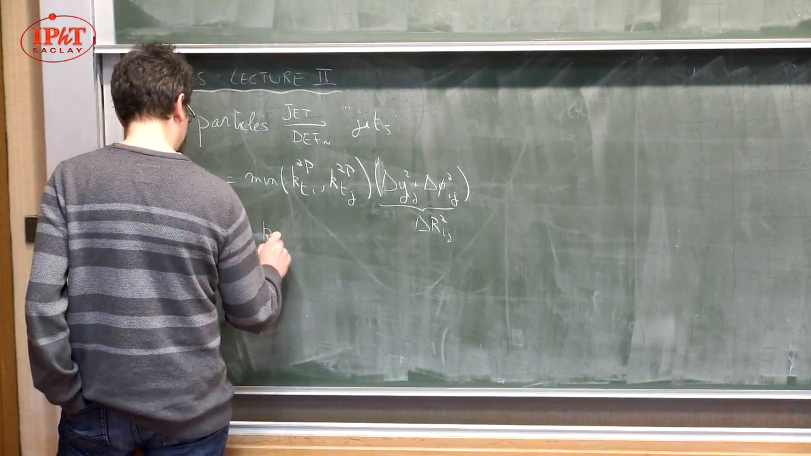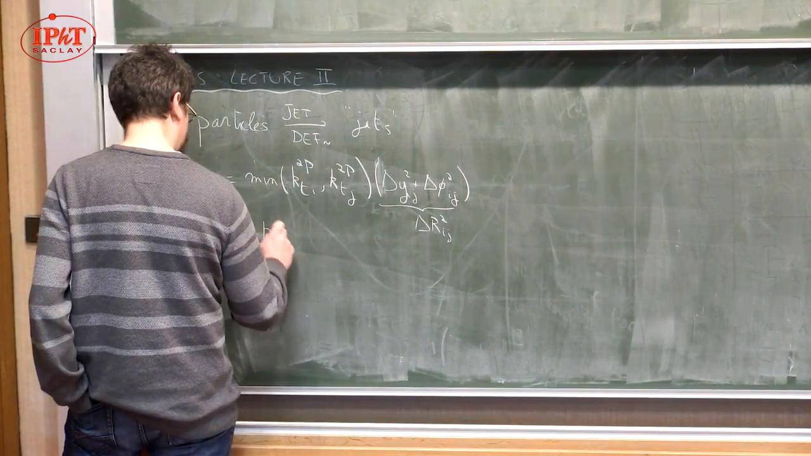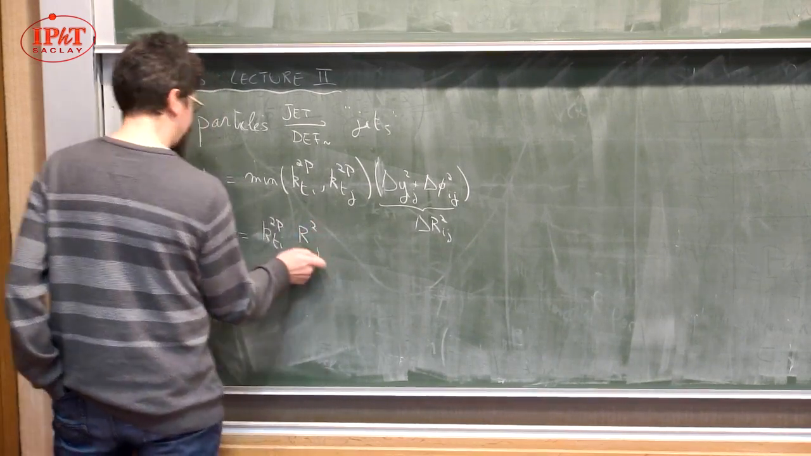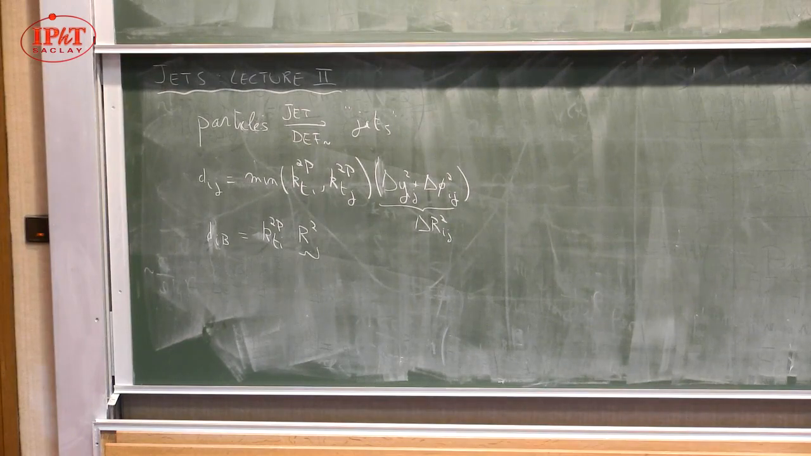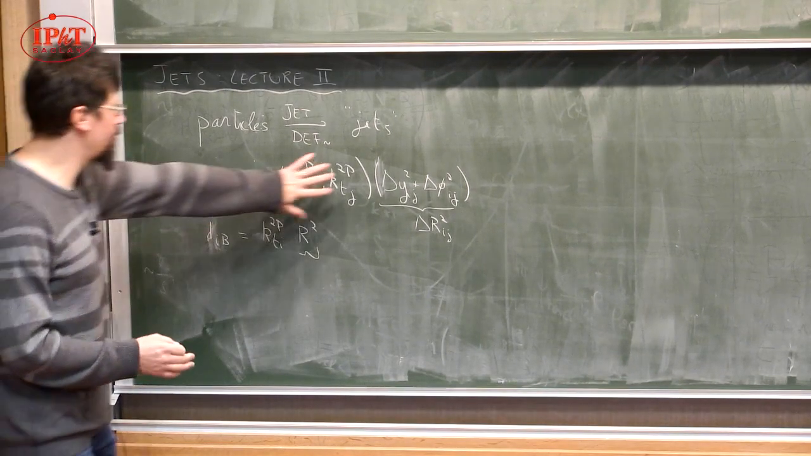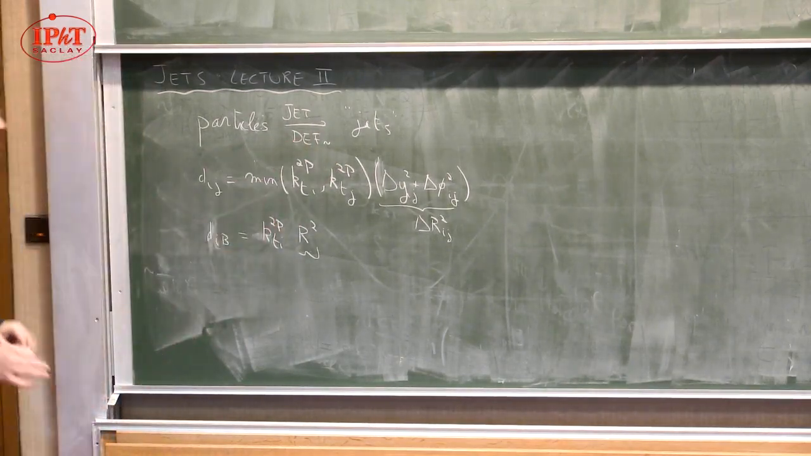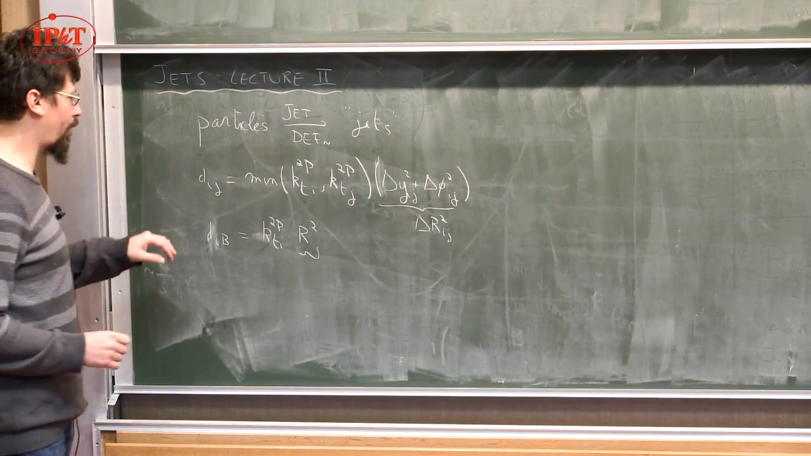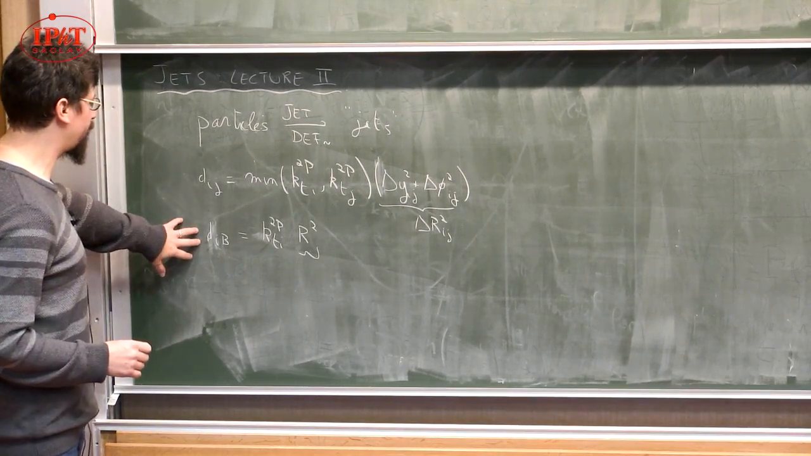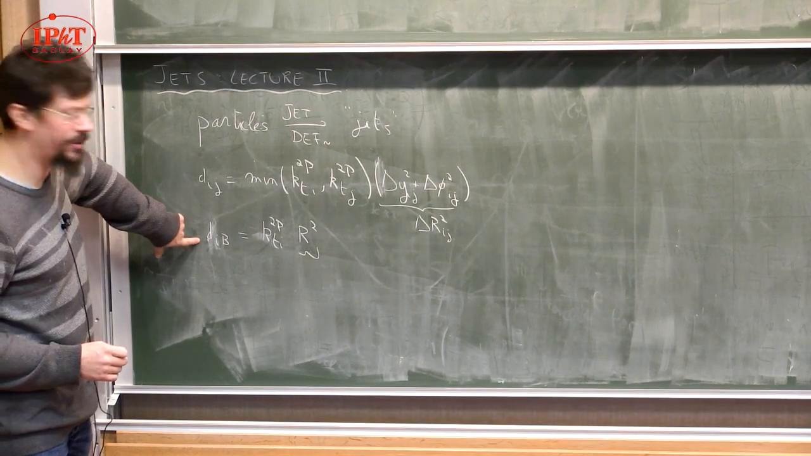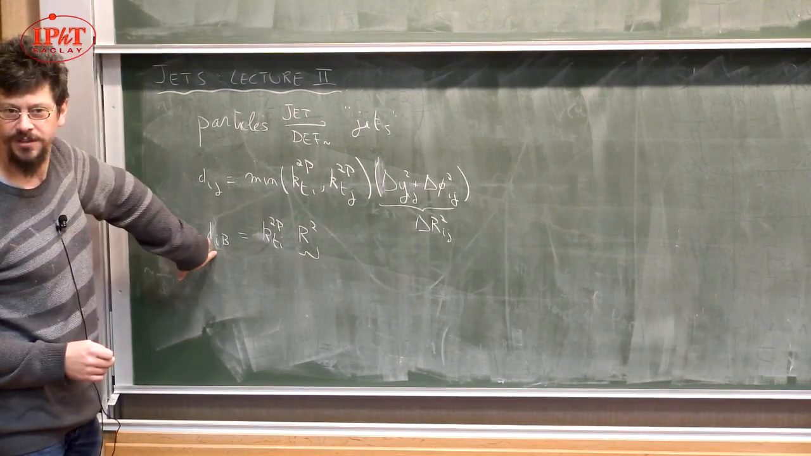There's historical reasons for that I don't want to go into. Times just some R square, which is just a parameter. And essentially what this tells you is that if you assume that these two prefactors, kinematic prefactors, are essentially of the same order, the algorithm, whenever this distance is minimum, is going to say particle I is now a jet.